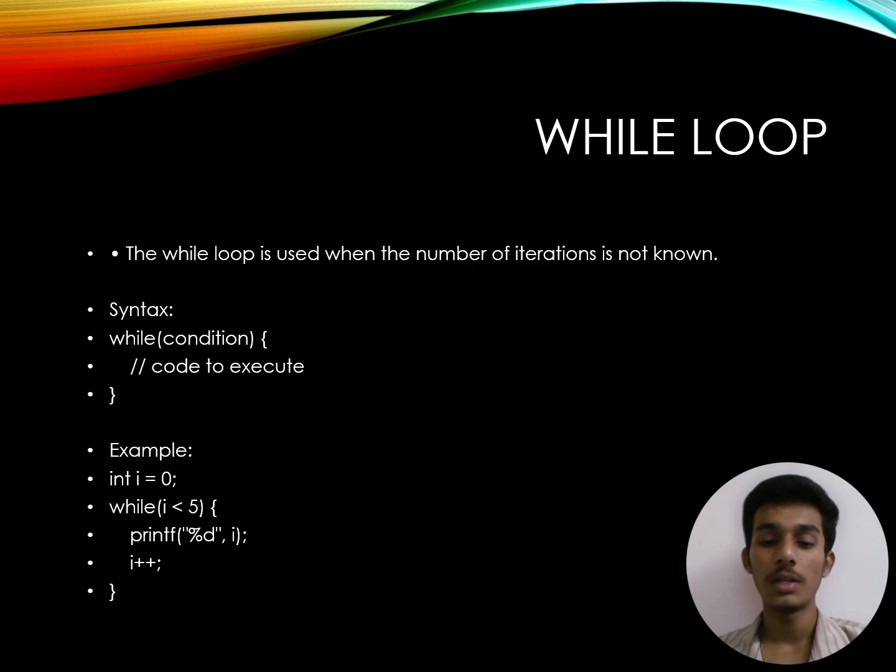Example, first of all, int i = 0; while, here we'll write the condition i < 5. We will open the curly braces. printf("%d", i); here at last we will write the increment i++; semicolon. We will close the curly braces. This is known as while loop.